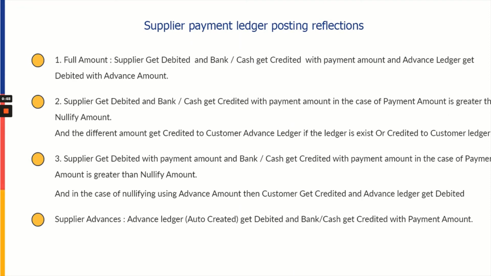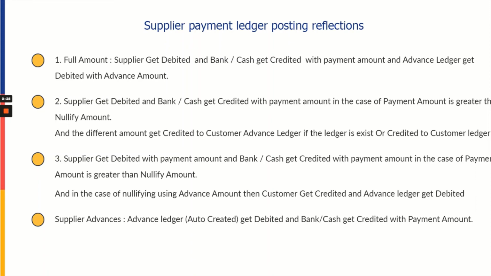Supplier payment ledger posting reflections. Number 1. Full amount. Here, the supplier gets debited and bank cash gets credited with the payment amount, and the advance ledger gets debited with the advance amount.